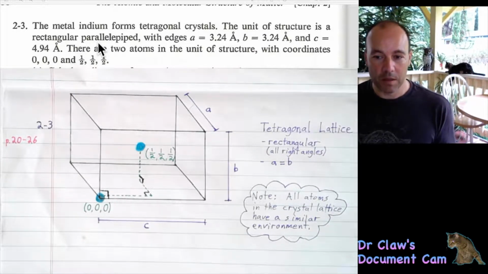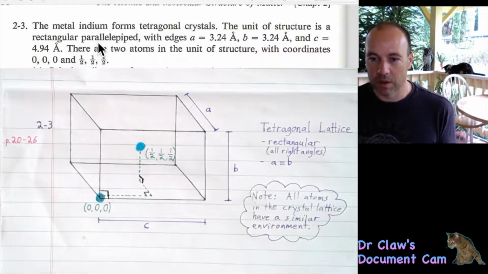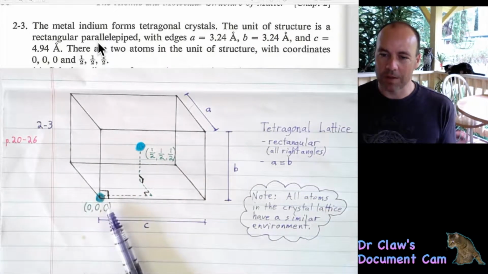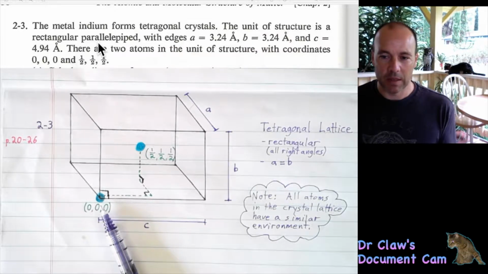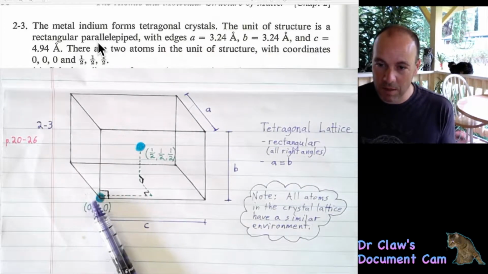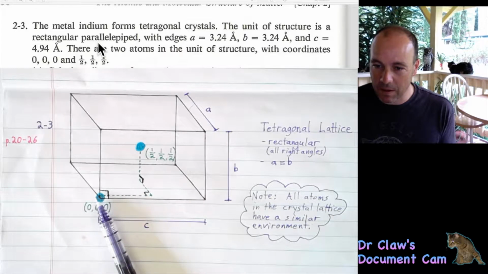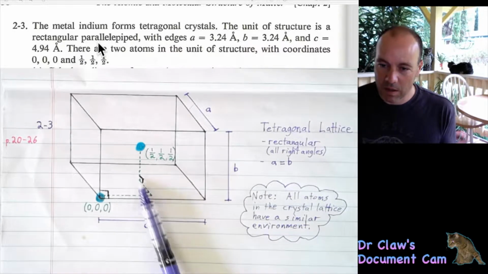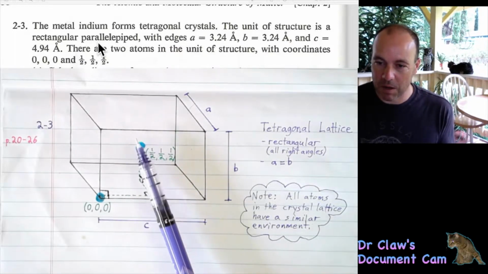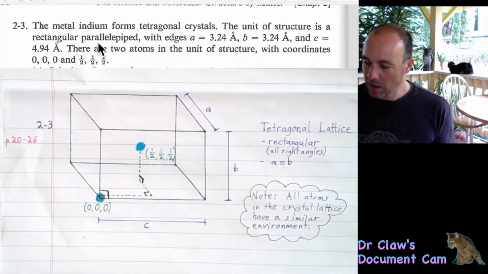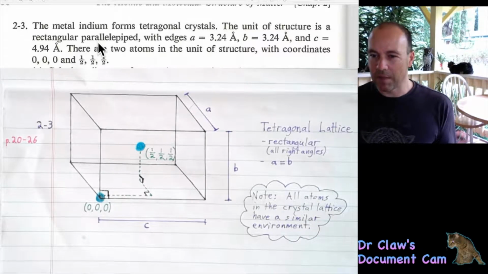Now, this crystal structure of indium has atoms at 0, 0, 0, and 1/2, 1/2, 1/2. These coordinates are relative coordinates corresponding to the edge lengths. So it's 0 in the A direction, 0 in the B direction, and 0 in the C direction. But this one is 1/2, 1/2, 1/2, which means 1/2 in the A direction, 1/2 in the B direction, and 1/2 in the C direction. Okay, so relative coordinates.